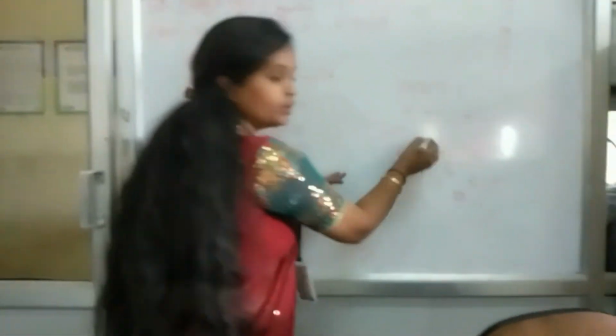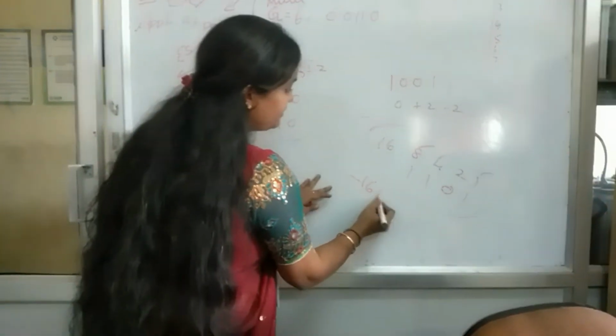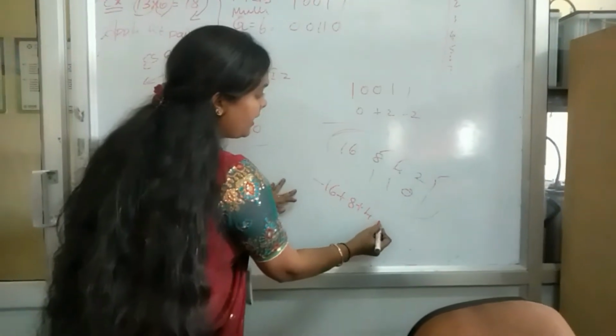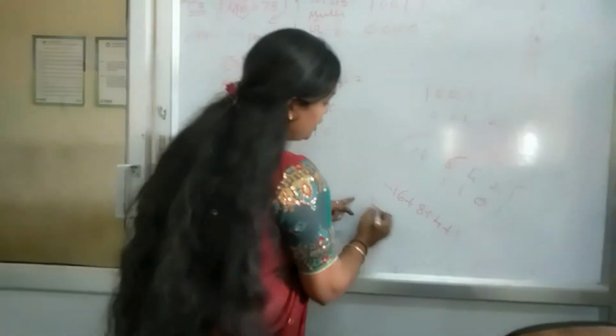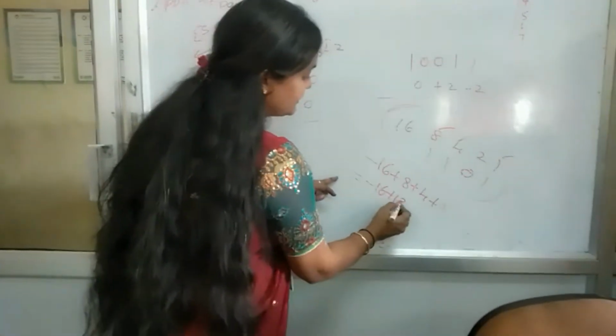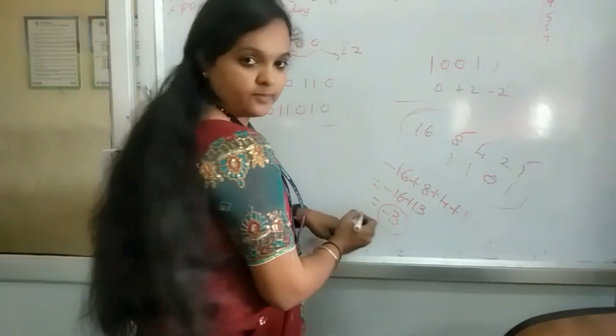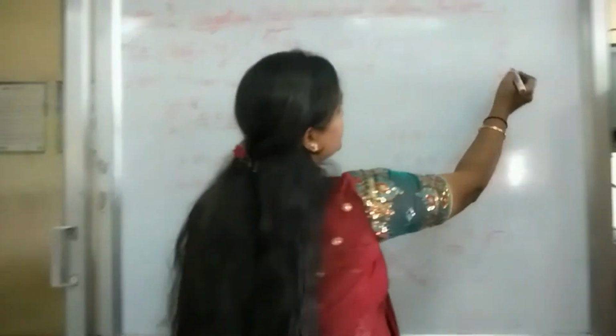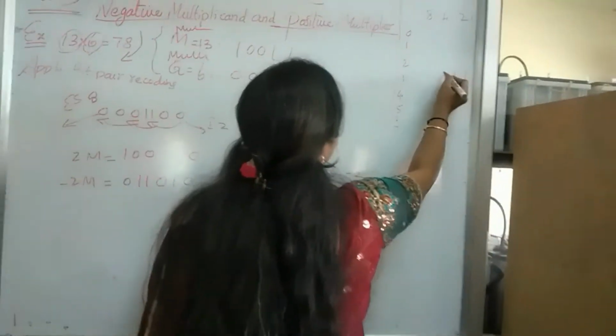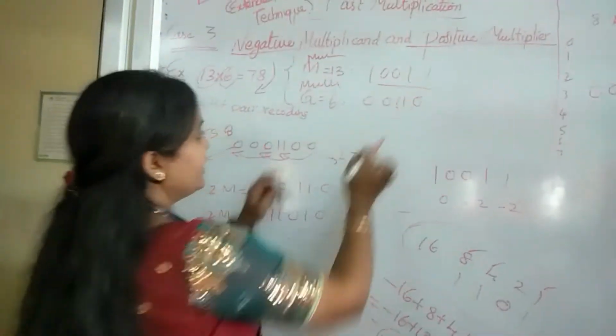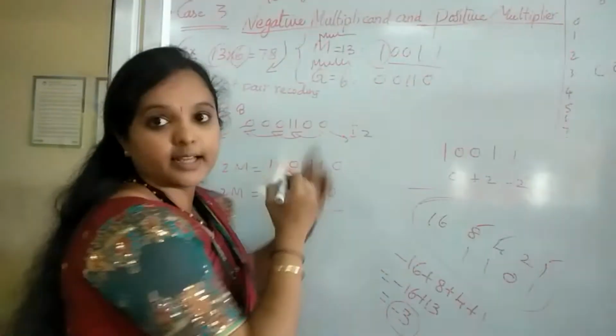So what I am going to do here is minus 16 plus 8 plus 4 plus 1. So minus 16 plus 13 is equal to minus 3. So where is 3 here? 1 1 0 0 1 1, so I am taking 0 0 1 1 because negative, and I am using it as 1. So now 6, as it is, 6.